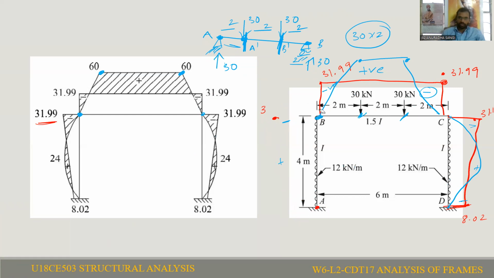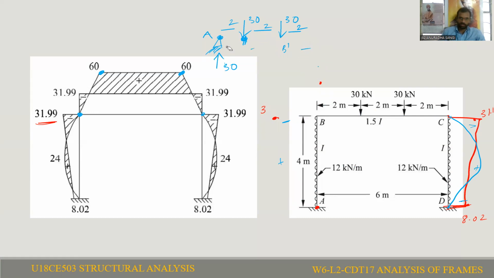Now we'll see the column subjected to uniform distributed load. Suppose there is no load on the column, how will the bending moment variation be? Let us see here. If there is no load on the column, the bending moment variation will be something like this.